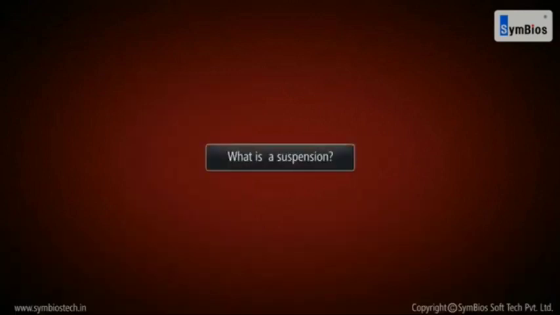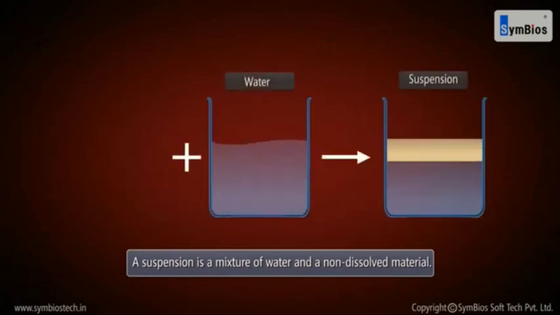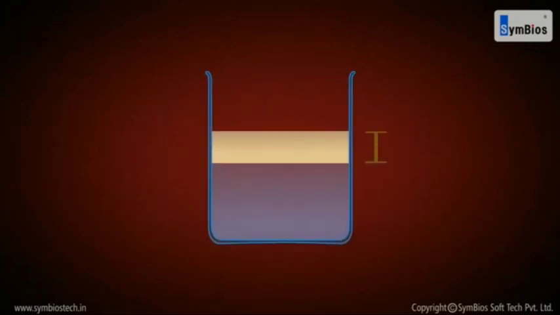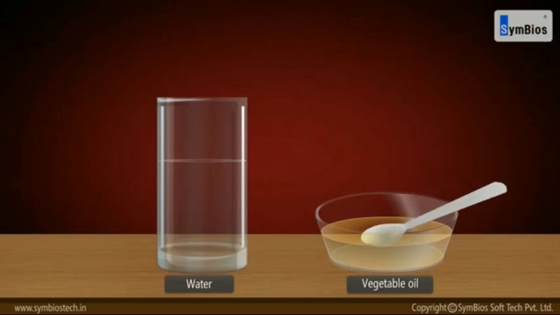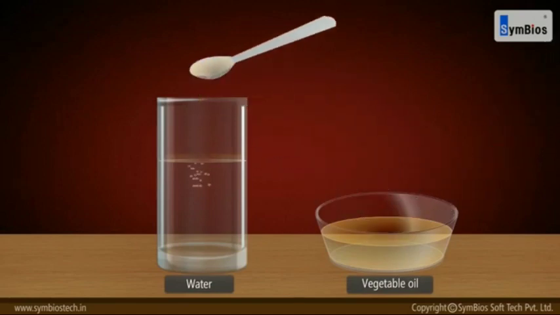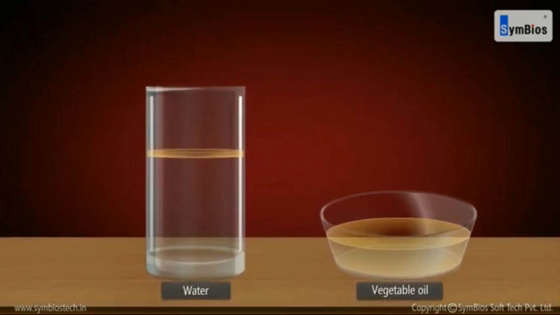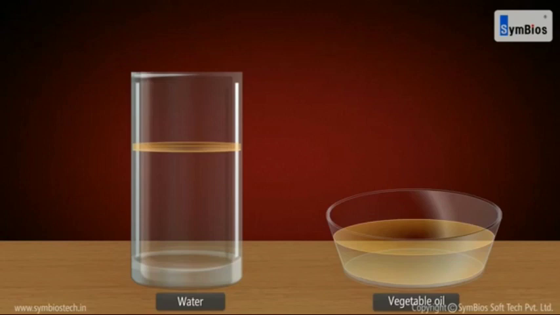What is a suspension? A suspension is a mixture of water and a non-dissolved material. The mixture separates on standing. Take some water in a glass and add a tablespoon of vegetable oil. You will notice that no matter how much you try, the oil does not dissolve. On standing, you will see that oil separates and settles at the bottom. Such characteristics are that of a suspension.